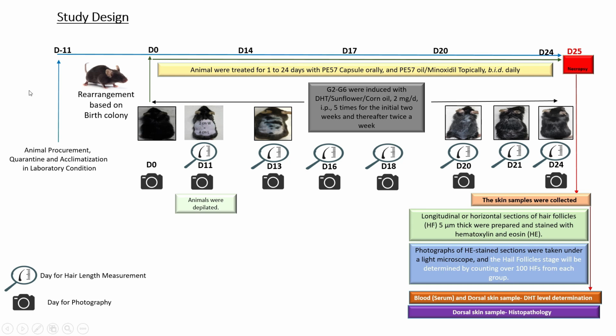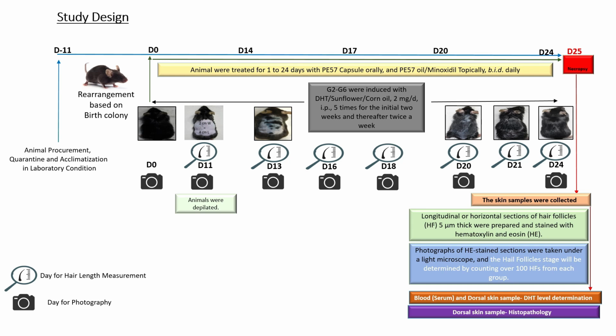Now we will see the study design. Here you can see it is written -11. Before starting the experiment, we have taken C57 animals. Before that we have to do some procedures. For animal procurement, quarantine for 7 days, acclimatize for 5 days in laboratory animal conditions, and then on day 0 animals are photographed. Then the experiment will start.